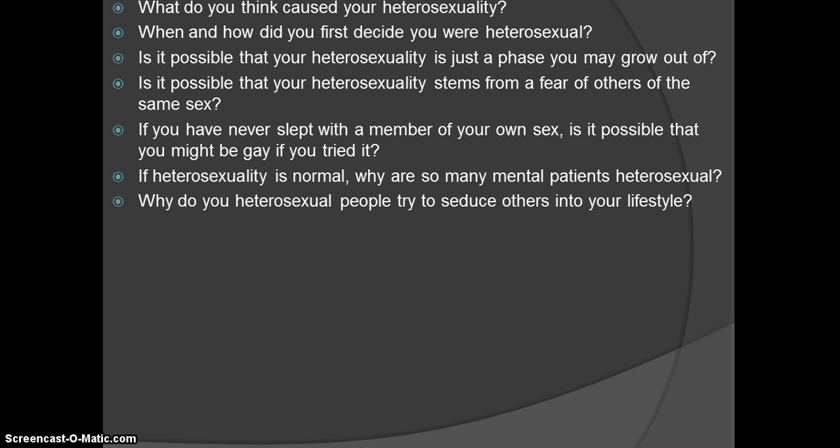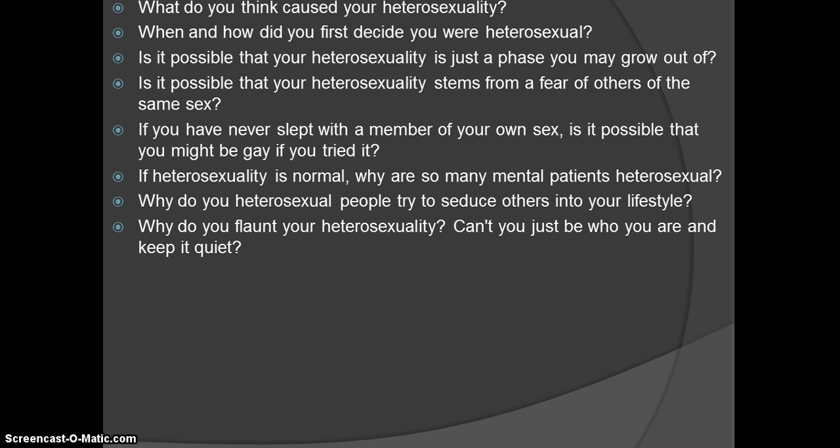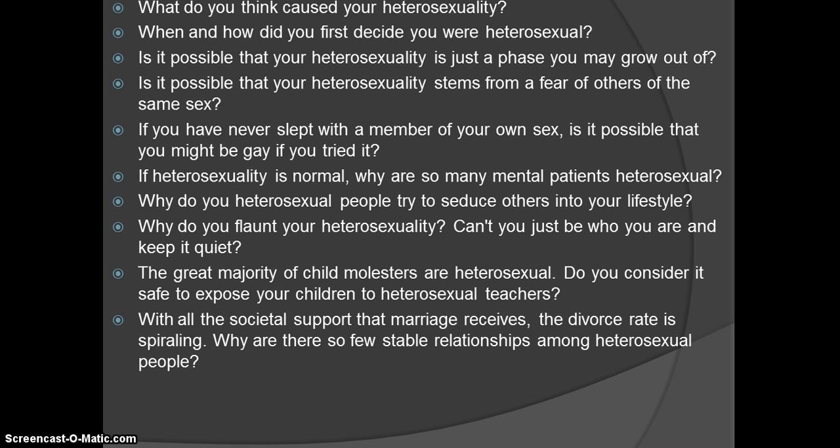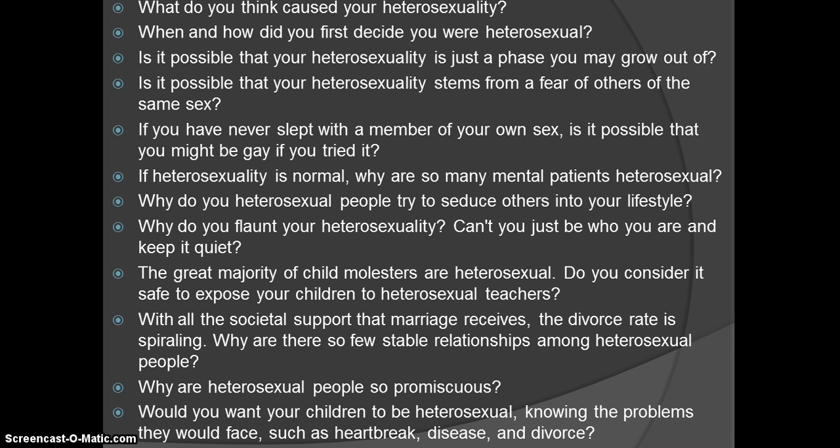Why do you heterosexual people try to seduce others into your lifestyle? Why do you flaunt your heterosexuality? Can't you just be who you are and keep it quiet? The great majority of child molesters are heterosexuals. Do you consider it safe to expose your children to heterosexual teachers? With all the societal support that marriage receives, the divorce rate is spiraling. Why are there so few stable relationships among heterosexual people? Why are heterosexual people so promiscuous? Would you want your children to be heterosexual, knowing the problems they would face, like heartbreak, disease, divorce?